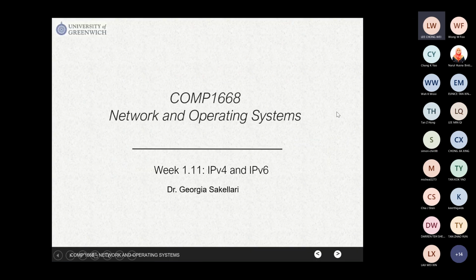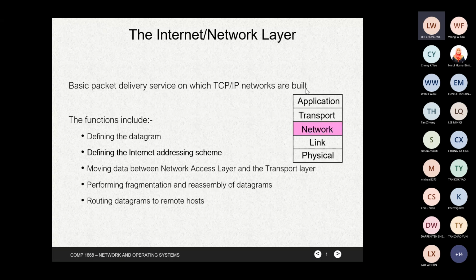All right, so the next topic will be IP version 6 and 4. We will be looking into what IP version 4 and IP version 6 are, and we will be doing some comparison between these two. Before that, let me quickly run through some of the slides that we have done on Friday.